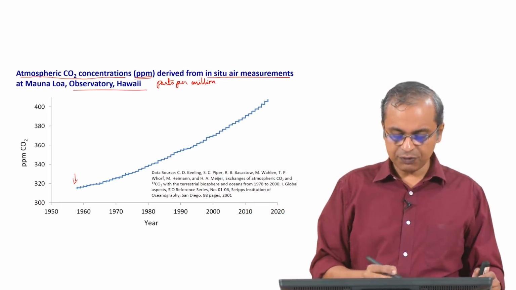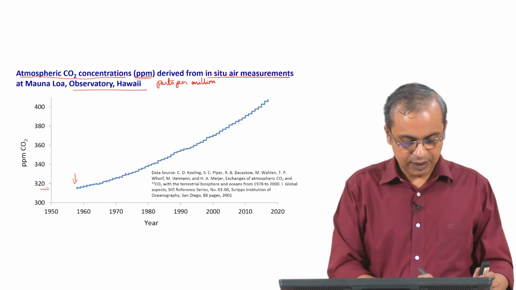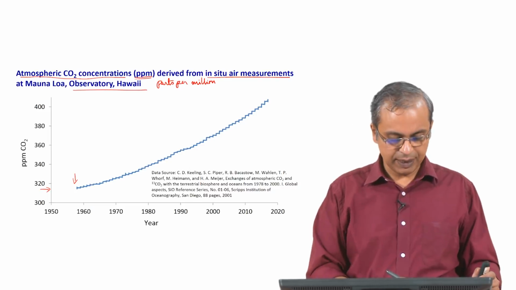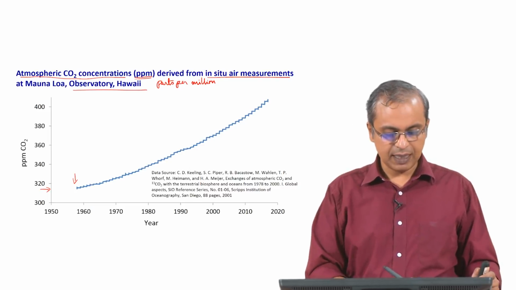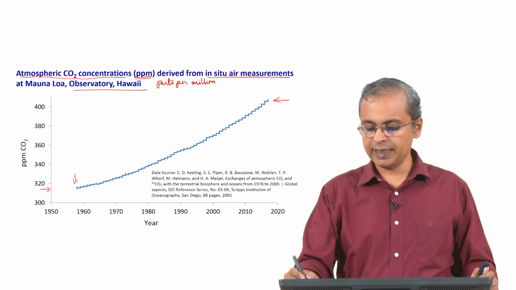So, for example, in this graph you see a trend where we are sitting at around 315 ppm, parts per million, somewhere in the mid to later 1950s, and then we are now just past 400 ppm. So, this is greater than 400 ppm.